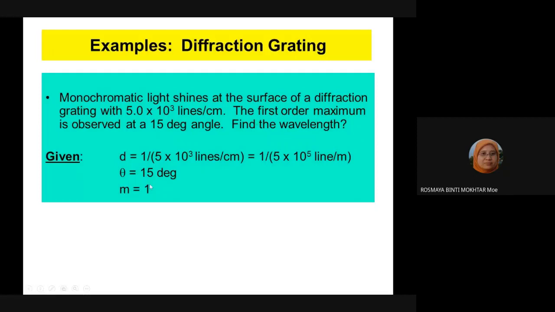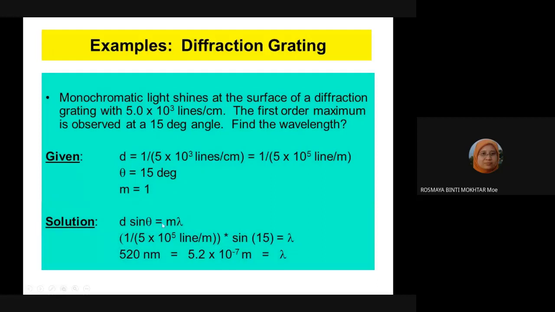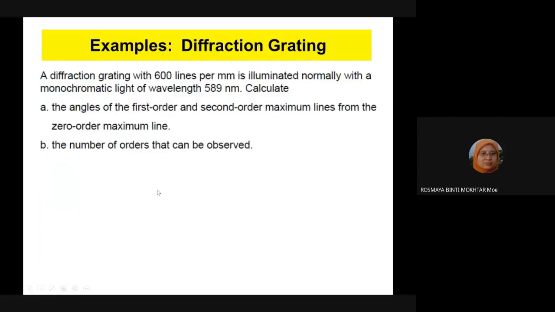Okay, so for the first order, m is 1. So we use d sin theta equals m lambda. Then substitute the d here, and then the angle theta is given at 15 degrees. And then sin 15, and then we are going to determine the lambda. m is 1. So you cross multiply here, so you get lambda 5.2 times 10 to the power of negative 7 meter. Any problem with the second question? Okay, no.